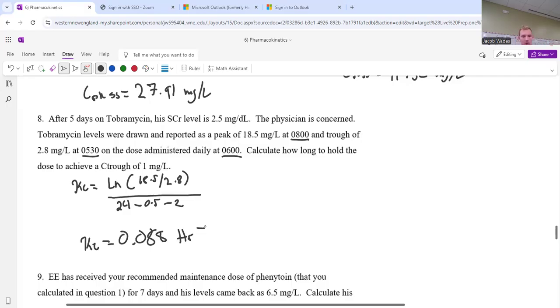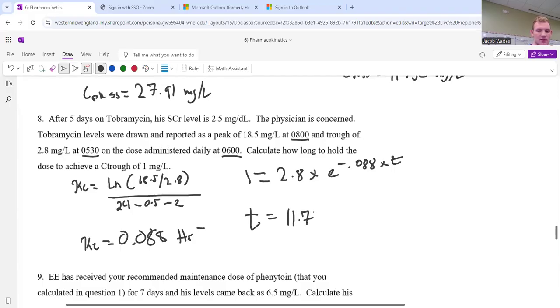All right, so KE is 0.088. So now we can calculate how long to hold the dose. Our goal trough is 1. Our current trough is 2.8 times e to the negative 0.088 times t. And then you want to solve for t. Let me know what you guys get for the time. You get 11.7. Yep. And then at 24 to hold.